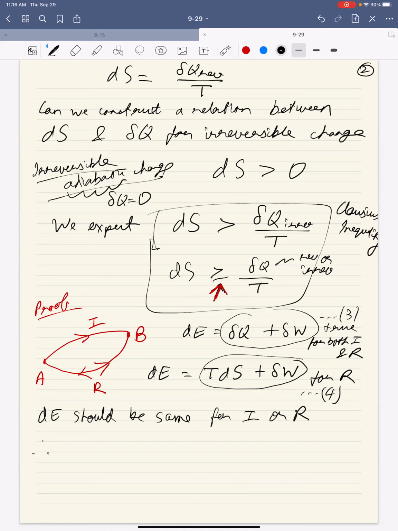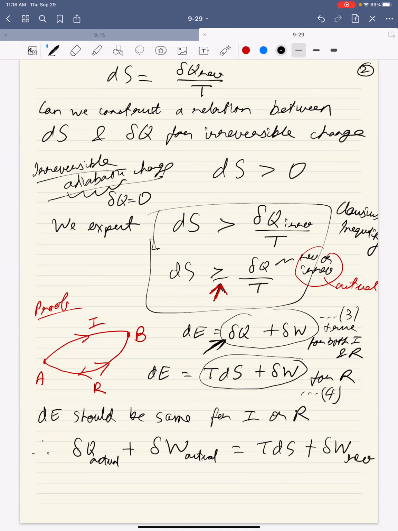So delta Q plus delta W, and let's call it actual now to distinguish it. By actual, and it's nothing profound, I mean something which is reversible or irreversible. An actual process can be either one of them. So delta Q actual plus delta W actual should be equal to TdS plus delta W reversible, right? Correct? Everyone happy with this?